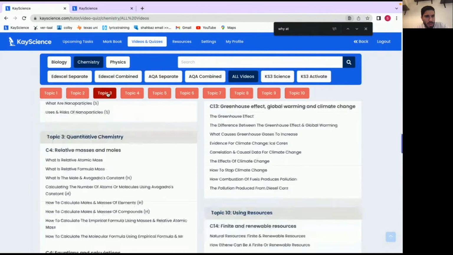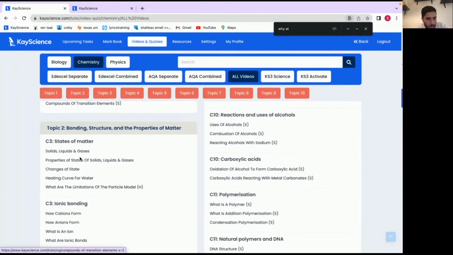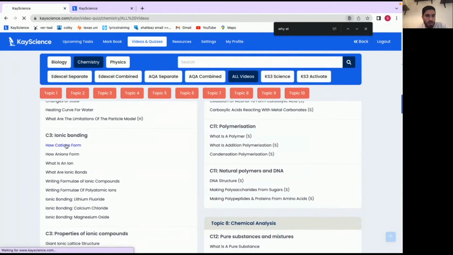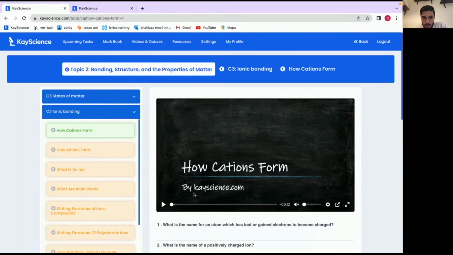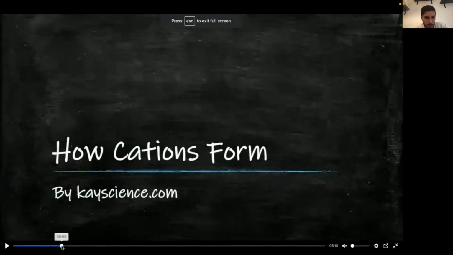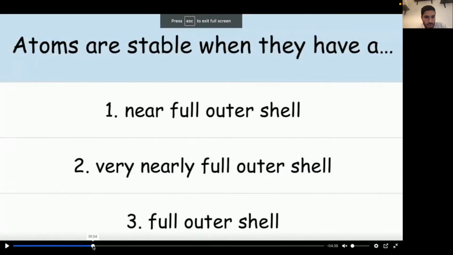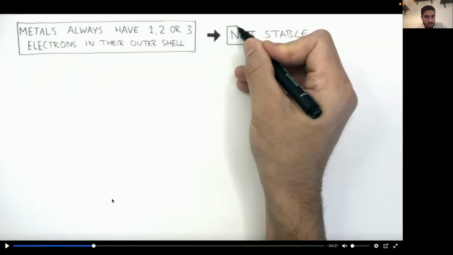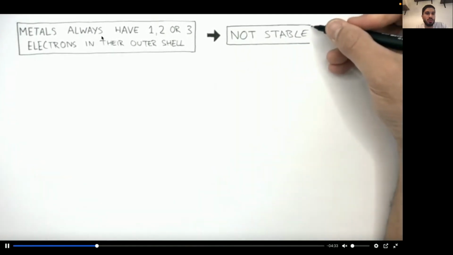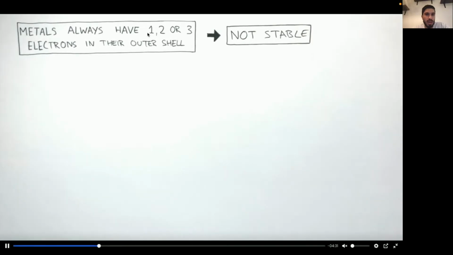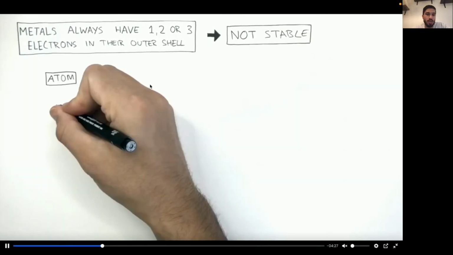Well, I'm going to use my bonding video, How Cations Form. Very important video. I am going to focus on the first example right here. It's going to load for us in a second. Now, metals, a general rule is that they always have 1, 2, or 3 electrons in their outer shell, and they are not stable because of this.